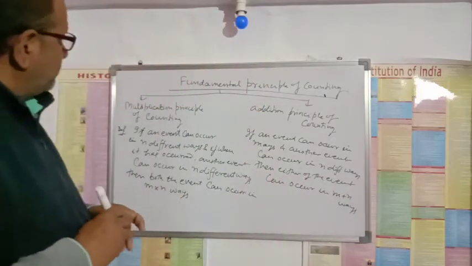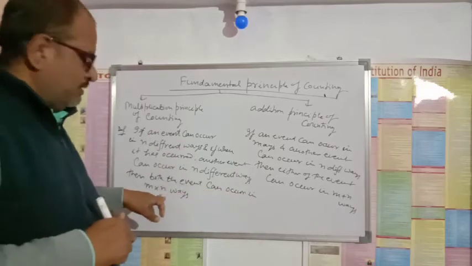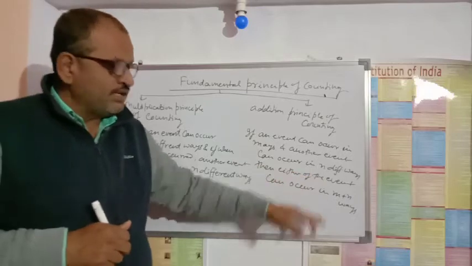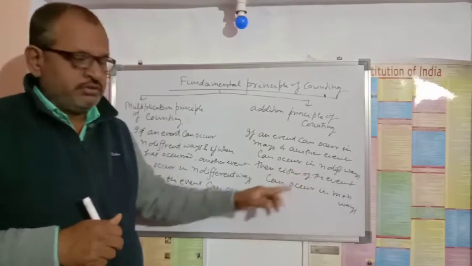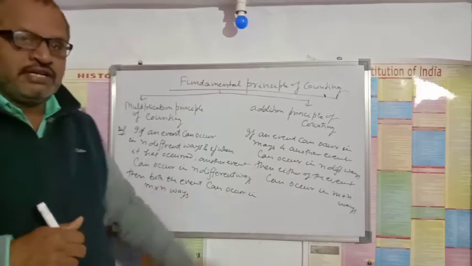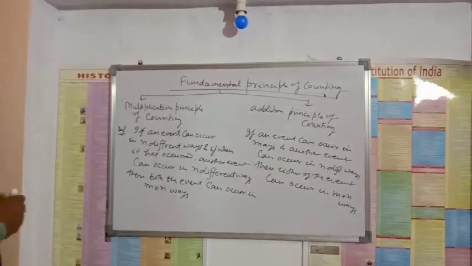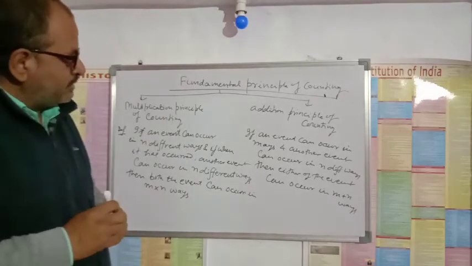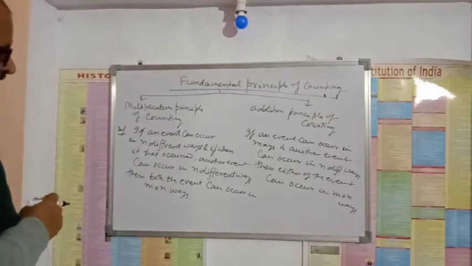See what is difference between both. Here it is written both the events can occur in m into n ways. Here either of the events can occur in m plus n ways. Either of the events, not both. But here both the events can occur in m into n ways. So we will take one example to make the difference between both. So let us take one example.